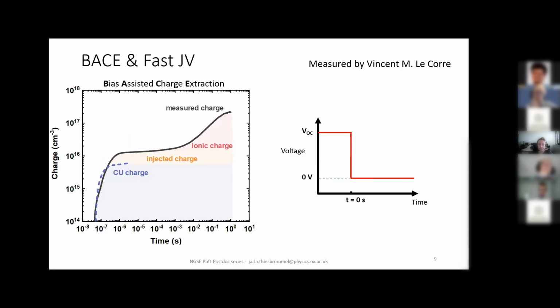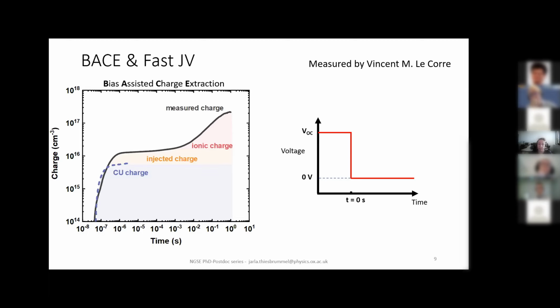All right, so we know that something is happening that causes a reduction in the charge extraction efficiency. Now the question is, what is going on there exactly? Is this caused by doping somehow, or is it due to mobile ions? And in order to distinguish between these two, we performed a bunch of transient measurements. These measurements were performed by Vincent. First, we performed BACE measurements, which stands for bias-assisted charge extraction.